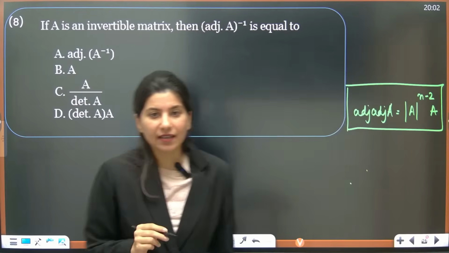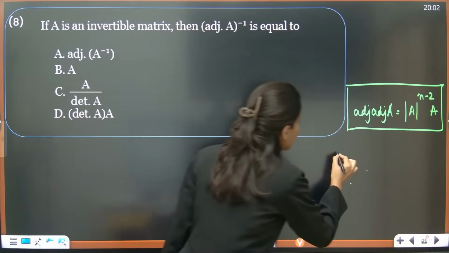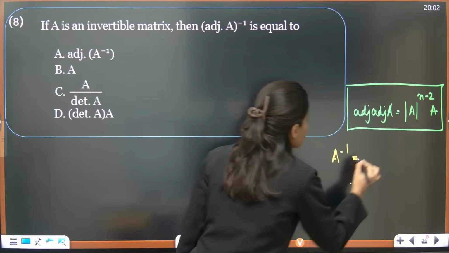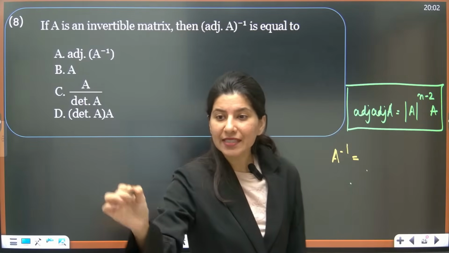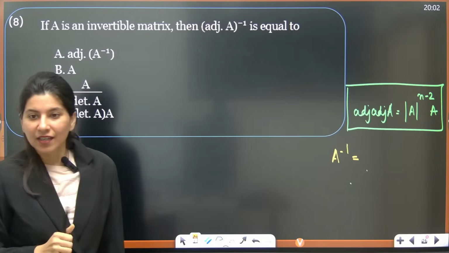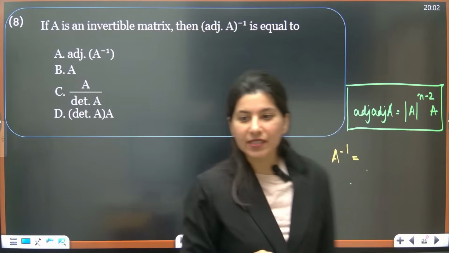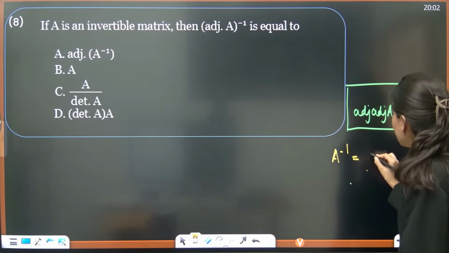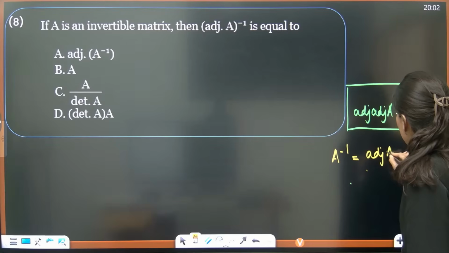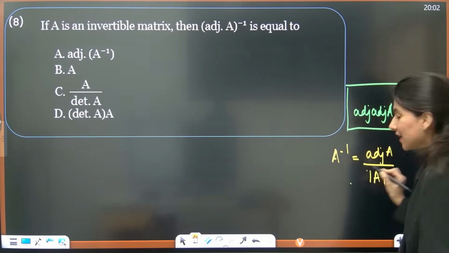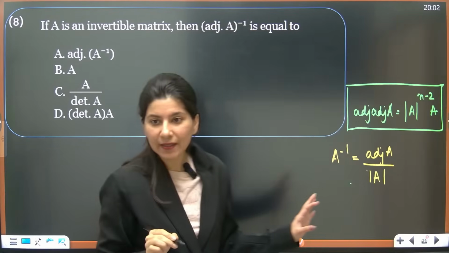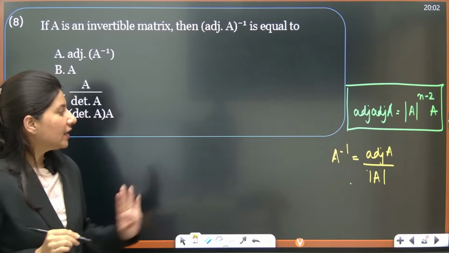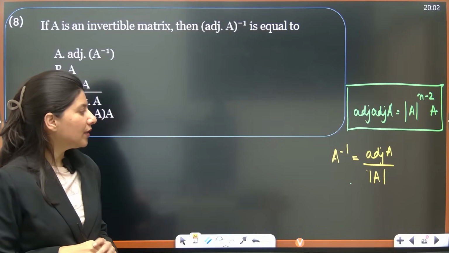Now understand. And one more formula. Can anybody tell me the formula of A inverse? Formula of A inverse in the chat box. So A inverse is nothing but adjoint A upon determinant A. This is very basic. This formula is given in NCERT. Okay. So A inverse is adjoint A upon determinant of A.